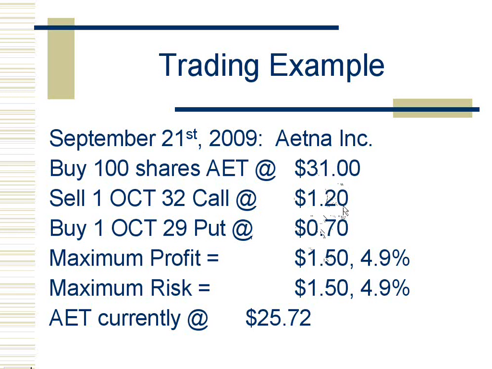Okay. Now, what's interesting about this, we generated about 50 cents of net credit. The maximum profit is $1.50. Remember, that happens when the stock's trading above $32 per share. We'd get assigned and make 4.9%. Just like the RIM position we saw last week, this is one of those neat ones where it works out that the maximum risk is equal to the maximum gain. So if the stock dropped below $29 per share, we're only risking $1.50 or 4.9%.